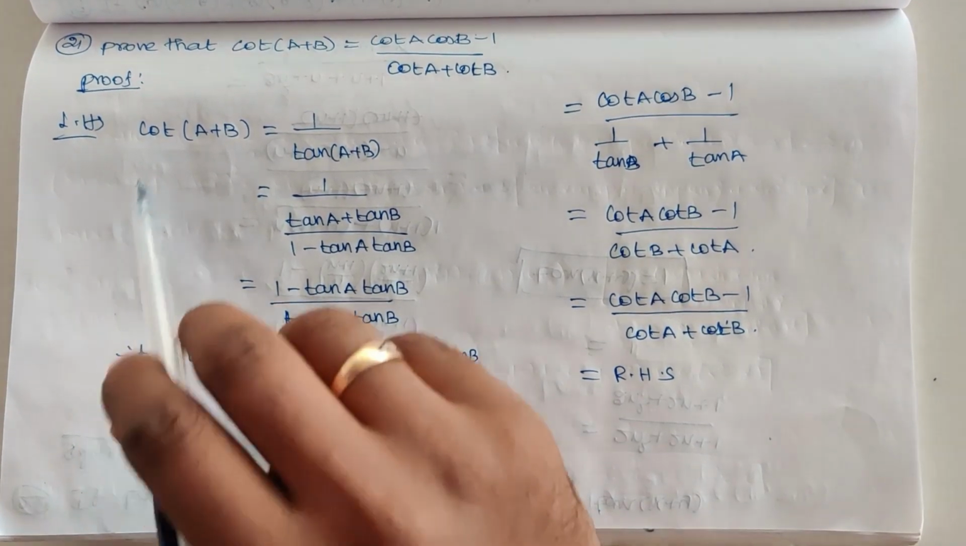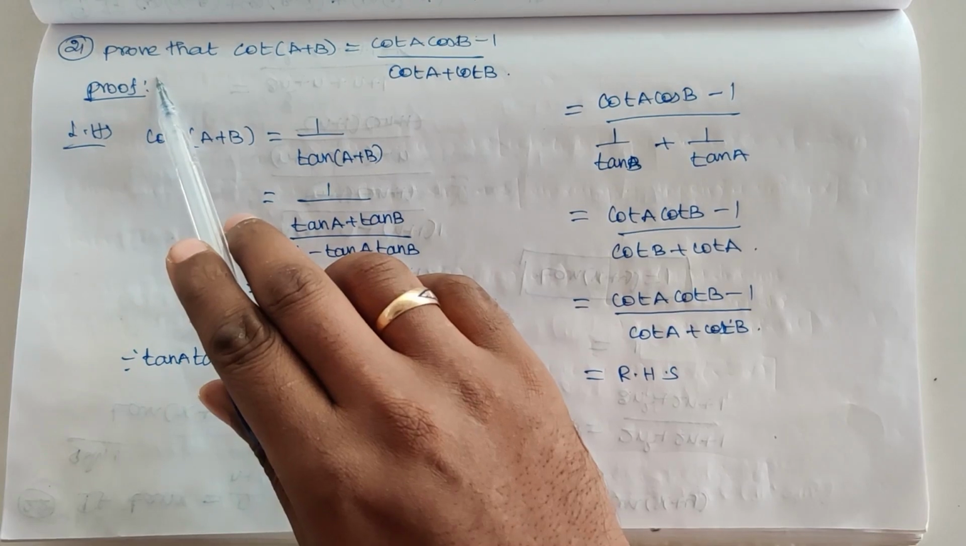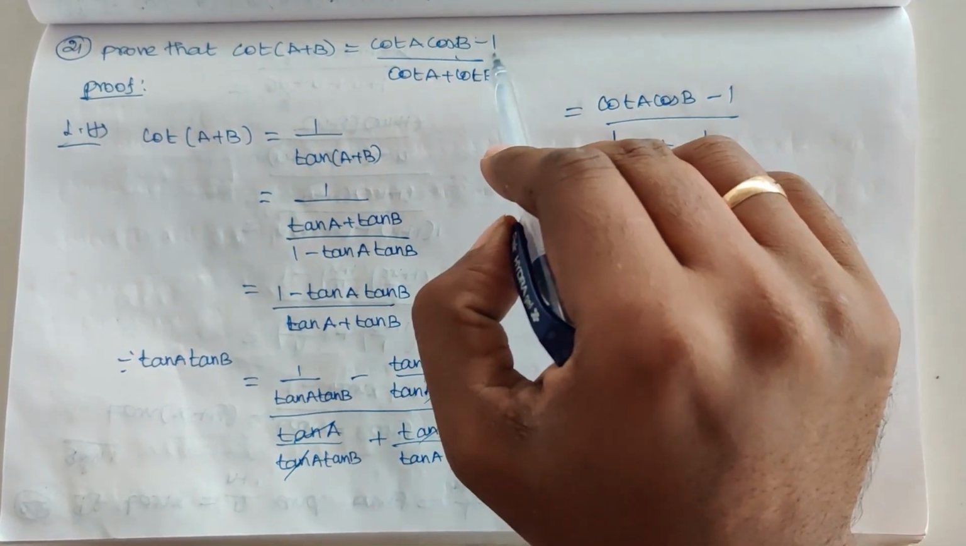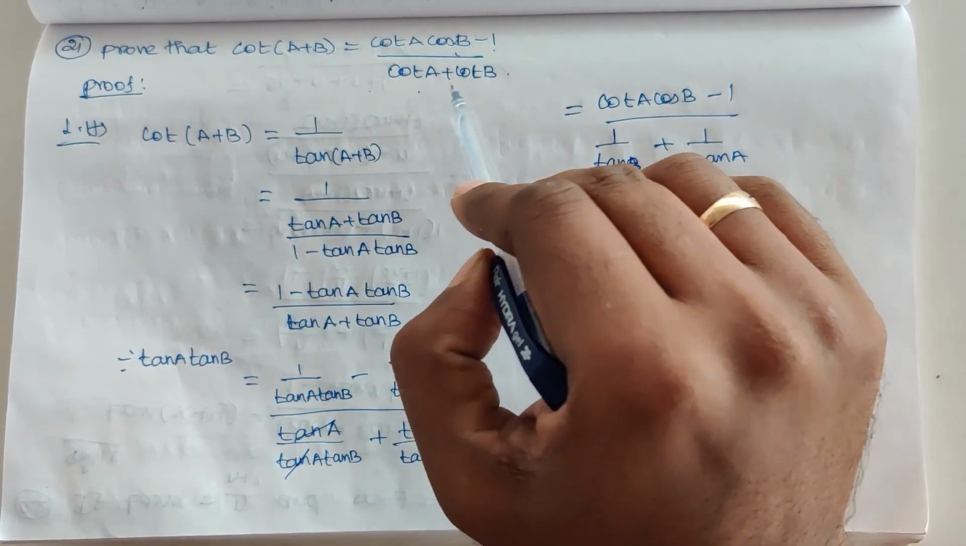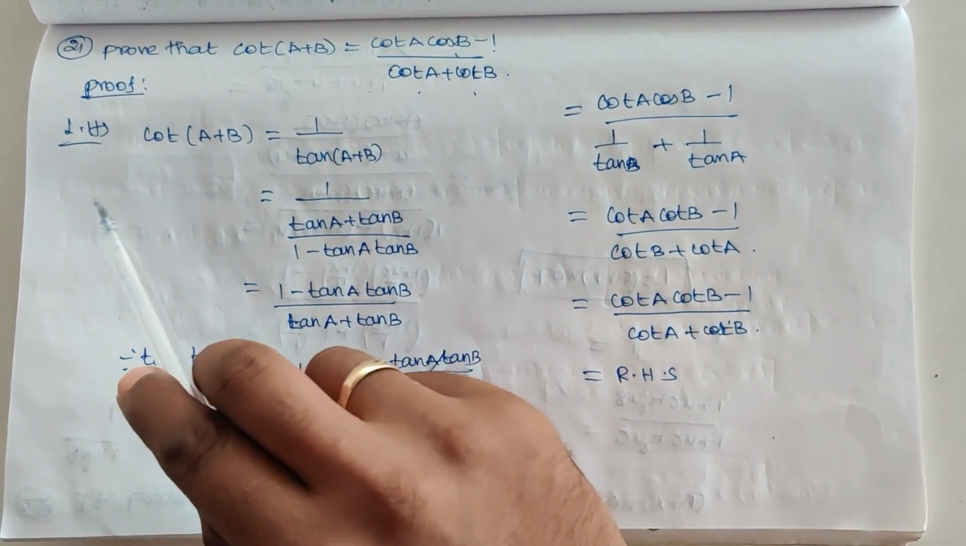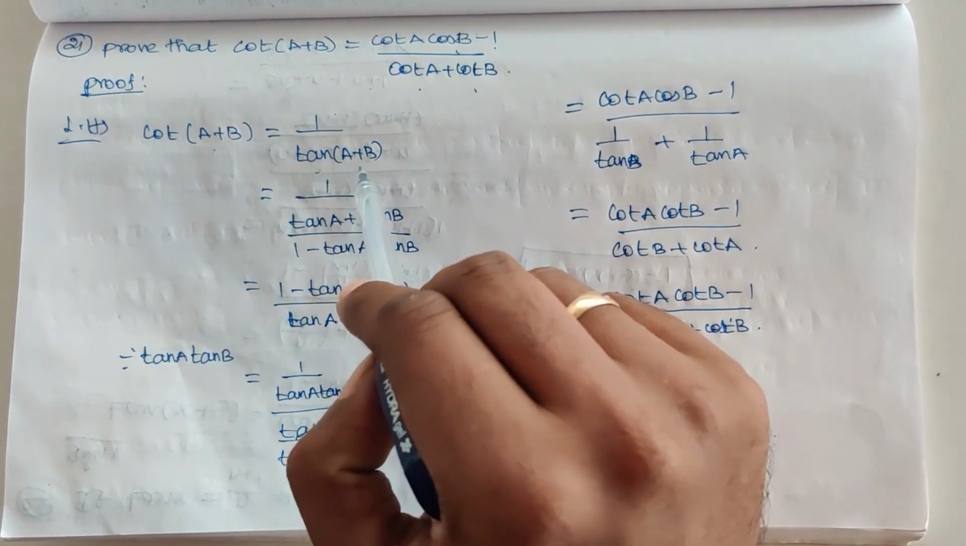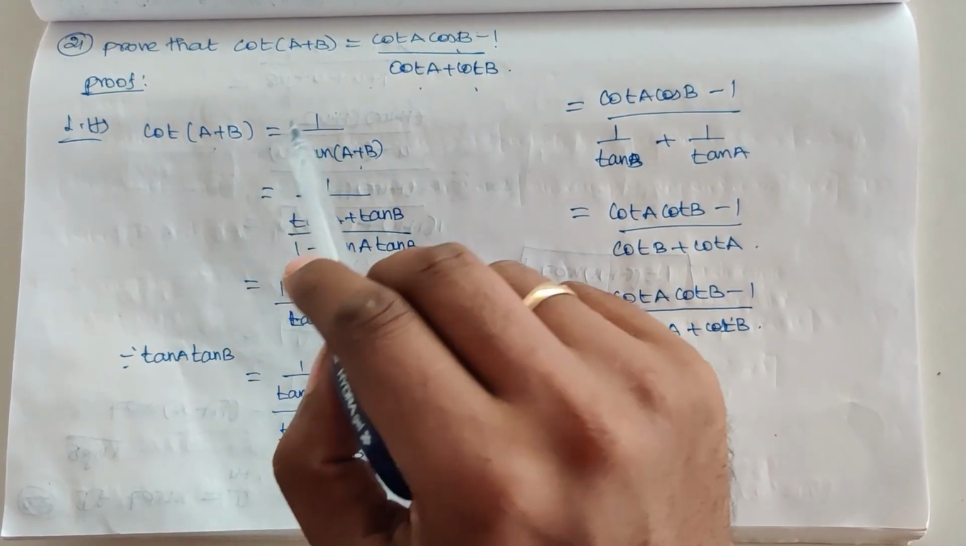Now we are going to discuss question number 21. Prove that cot A plus B is equal to cot A cot B minus 1 the whole divided by cot A plus cot B. So first I'm going to take the LHS: cot A plus B is equal to 1 by tan A plus B, because cot theta is equal to 1 by tan theta.